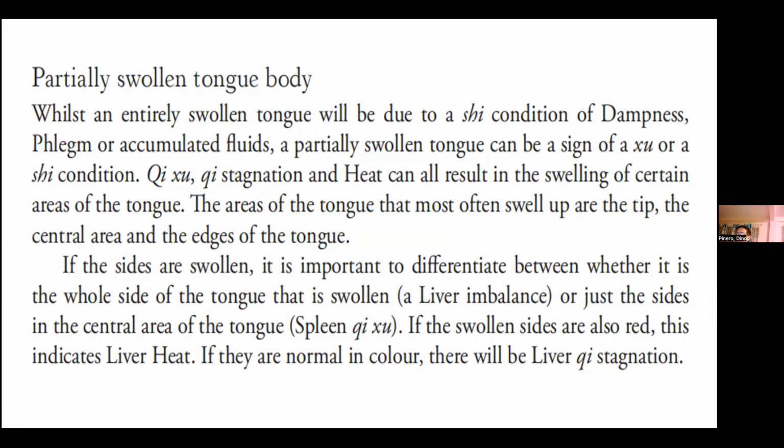The areas of the tongue that most often swell up are the tip, so yung unahan ng tongue, the central area, and the edges of the tongue, so sa gilid. If the sides are swollen, it is important to differentiate between whether it is the whole side of the tongue that is swollen, which is a liver imbalance, or just the side in the central area of the tongue. So kung sa side, yung central area ng side, it could be a spleen Qi deficiency.